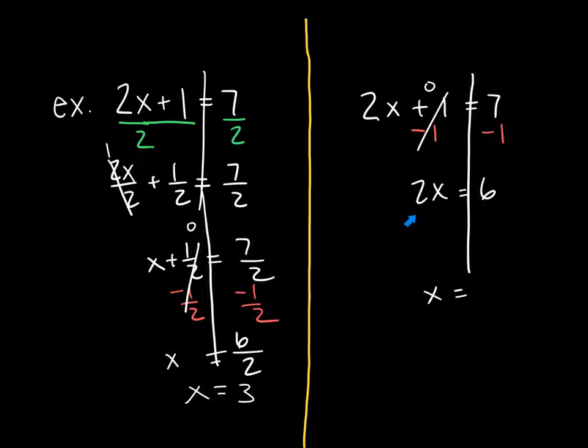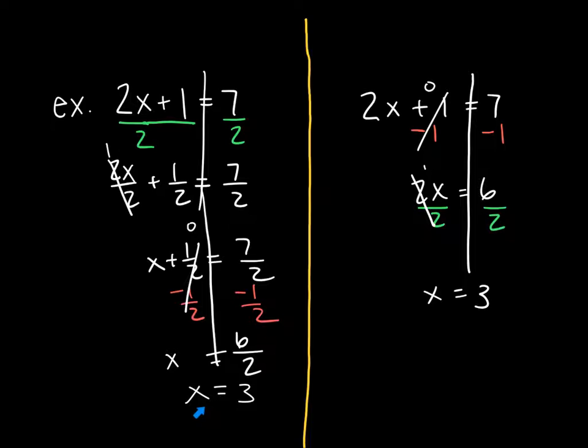Now, all we need to eliminate is the 2. This means multiplying by 2. The inverse of multiplication is division. We're going to divide both sides by 2. 2 divided by 2 is 1. That gives us 1x left over. And 6 divided by 2 is 3.